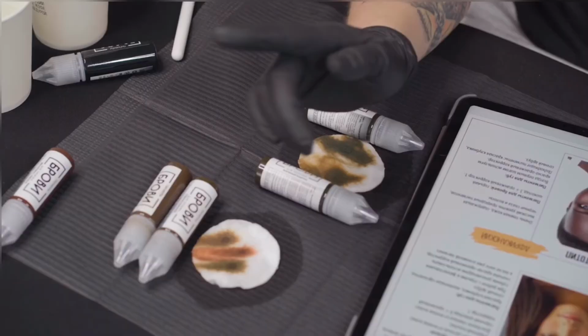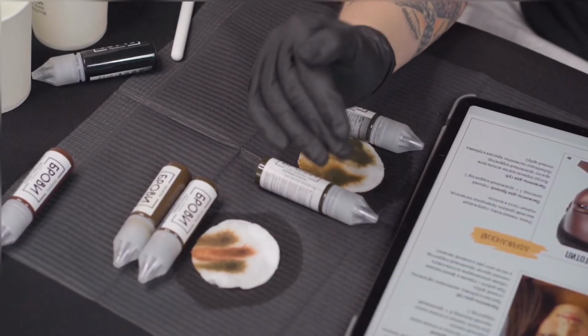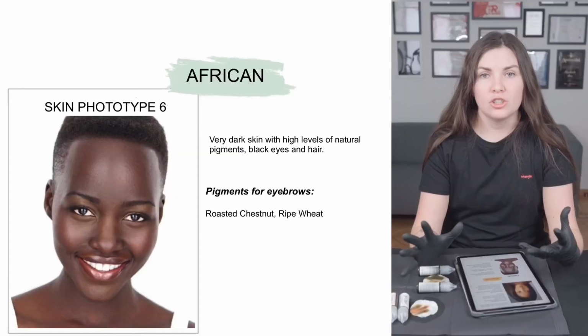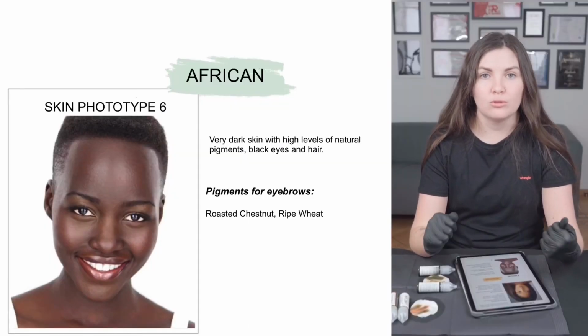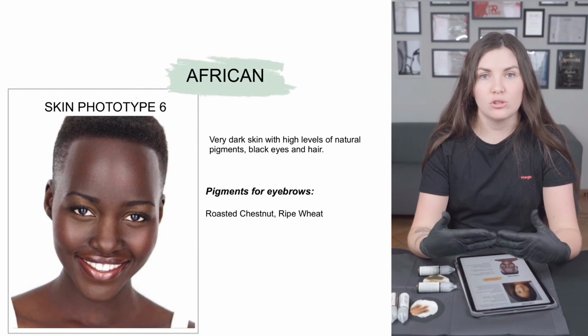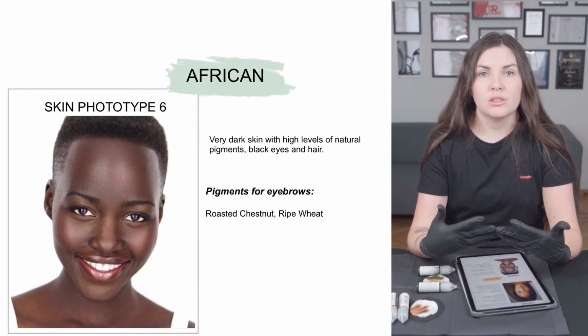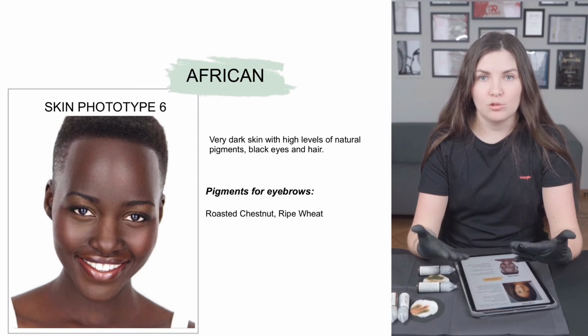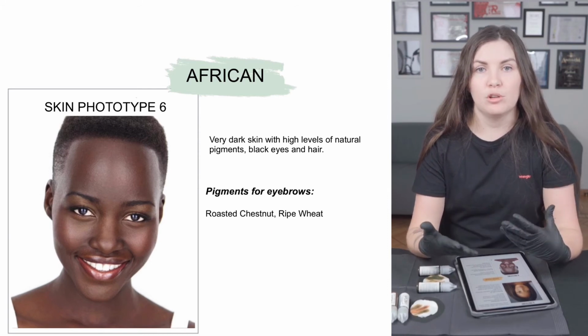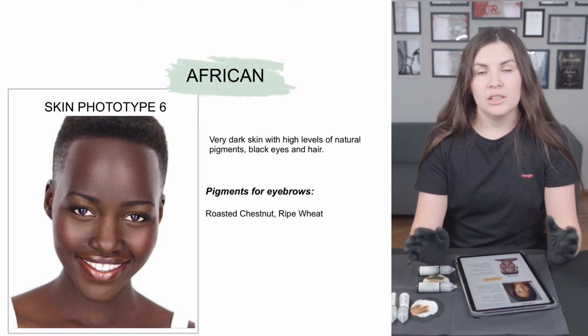And now we have our last phototype. It is 6, African, and it's practically not subject to pigmentation. Why? Because this phototype already has a lot of black and brown eumelanin in the skin and pretty much won't let us change the skin color at all. This phototype includes lighter and darker shades.